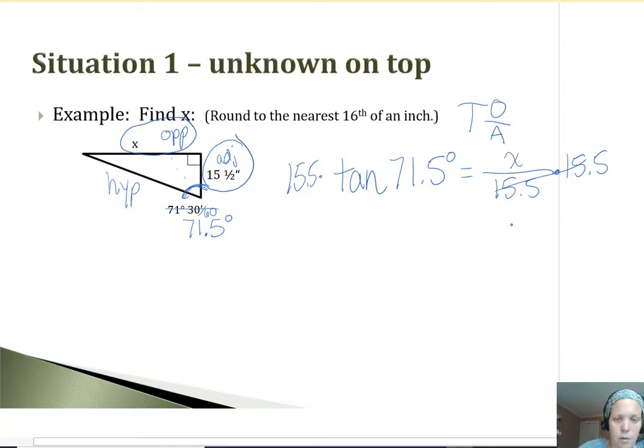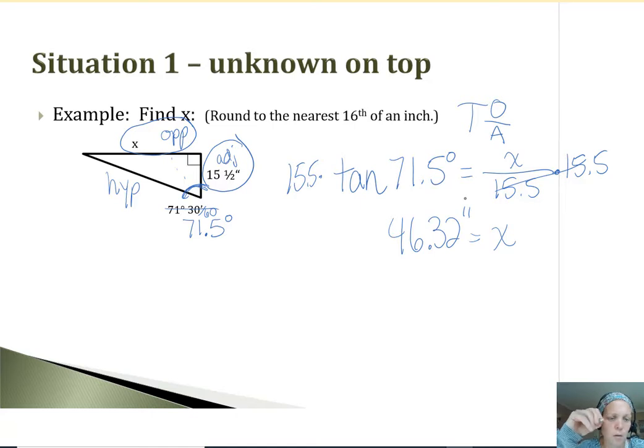is 46.32. We're dealing with inches here. Okay, now this looks like a big number, but if you look at the triangle, if this is to scale, if 15.5 is my vertical, that horizontal looks a decent amount bigger. And it is across from a pretty big angle. So if it's across from 71.5 degrees, that means this other one's not even 20 degrees. So it should be a decent amount bigger than 15.5. Okay, so that is reasonable.